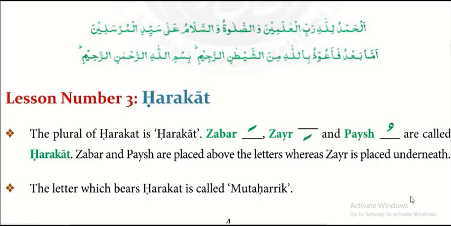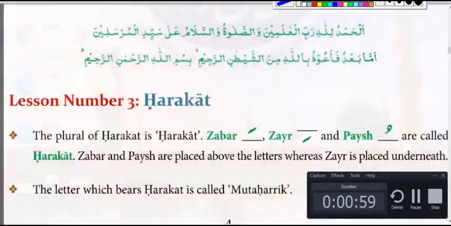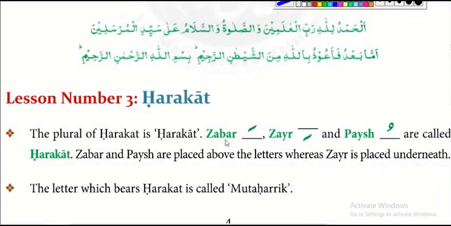Lesson number 3, as you can see in front of the screen, is about harakat. Let me take the marker so that I can highlight for you the important portions. Right. So this is lesson number 3. In this lesson about harakat, we are going to do 3 harakat. The first one is zabar, that is called in Arabic fatha. The second one is zir, which is called in Arabic kasra, and the third one is called pesh, which is called damma. So fatha, kasra, damma.